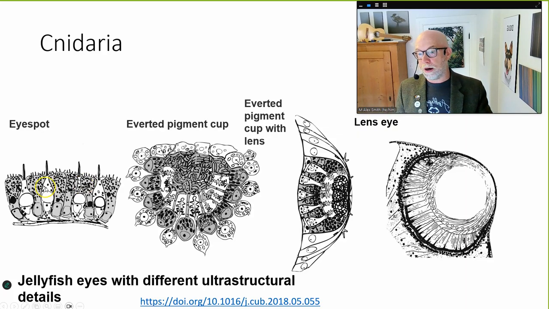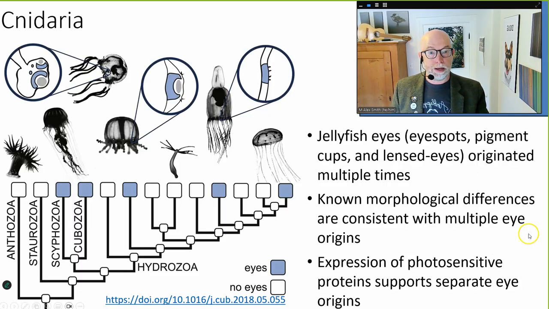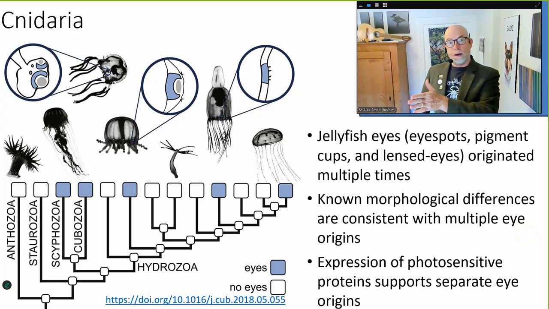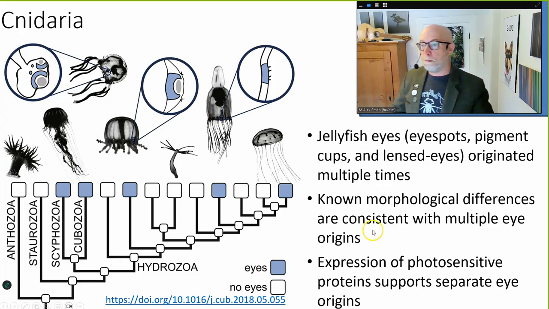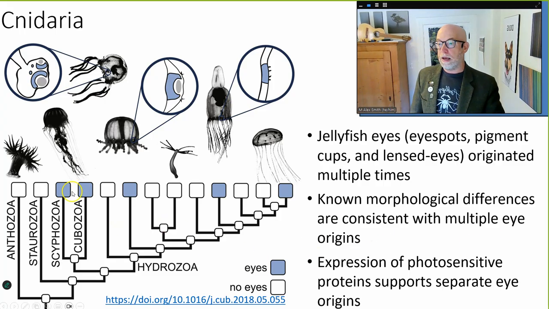We've got Cnidaria with eye spots, with everted pigment cups that have lenses. That's kind of like what we just saw. And then we have an actual lensed eye. And each of these jellyfish eyes has different ultrastructural details. They're derived from different cell types, and they're derived differently from an evolutionary perspective. What we see across Cnidarian life is that multiple times we've seen the appearance of eyes.